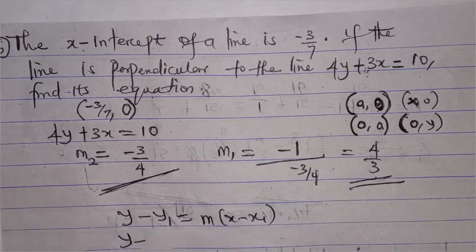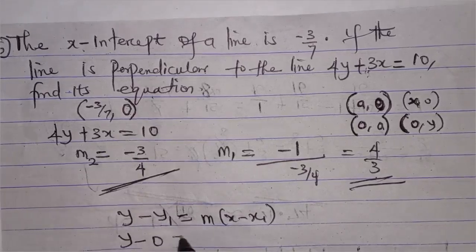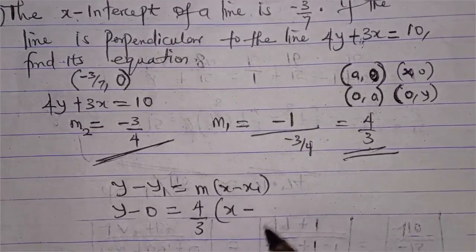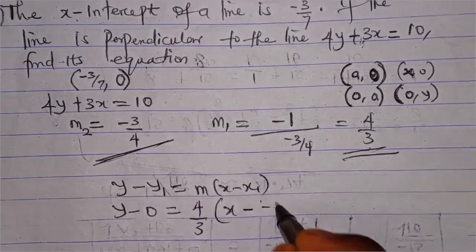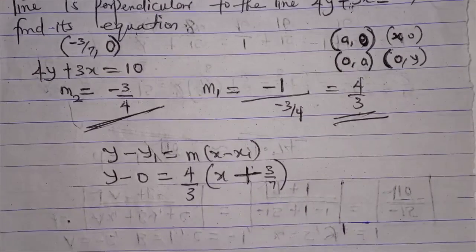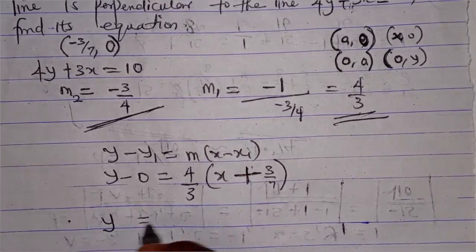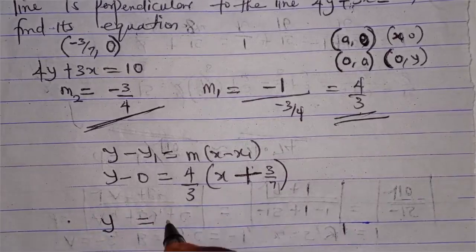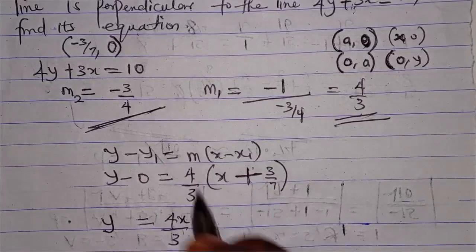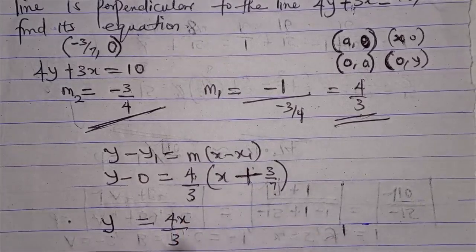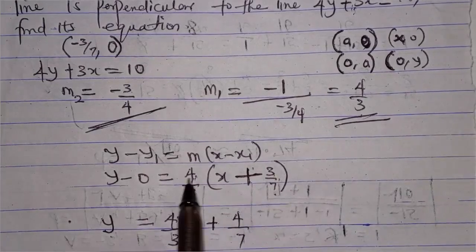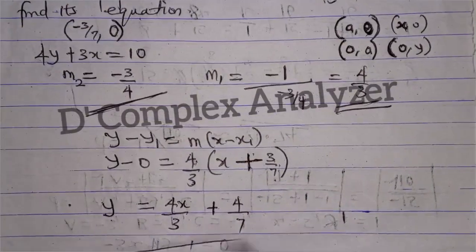y1 is 0. m is 4 over 3. x1 is minus 3 over 7. Of course, this will be a plus 3 over 7. So I'm having y is equal to, if I open this bracket, that'll be 4x over 3. Then 4 over 3 times 3 over 7, that's actually 4 over 7, because the 3 will cancel, so we have 4 over 7 left. So this is the equation of the line.